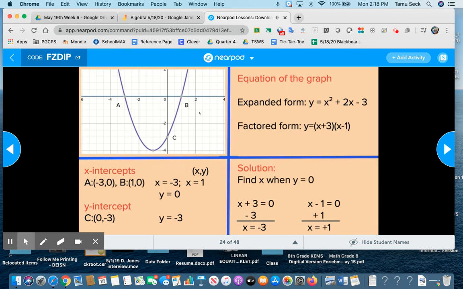And you can actually use this graph to help you with factoring. If you have the expanded form, you can put this in Desmos. And in Desmos, you will get the graph. And the graph will show you the 2 points where it crosses the x-axis. And those 2 points would give you the factored form of the expanded form. So in this case, it would be x plus 3 and x minus 1. Try it.